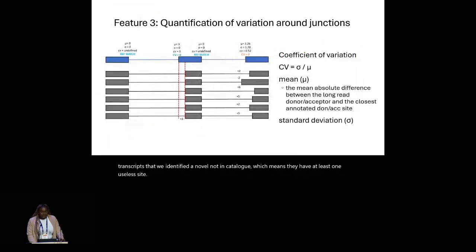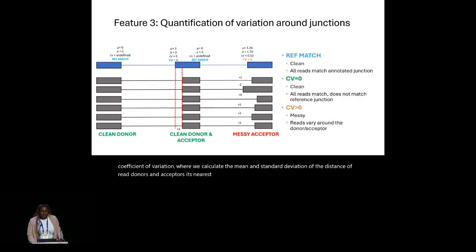And finally, or close to finally, to quantify variation around splice junctions, we use a metric known as the coefficient of variation, where we calculate the mean and standard deviation of the distance of read donors and acceptors to its nearest reference. And so based on the calculated CV, we then classify reference donors and acceptors into 3 categories.